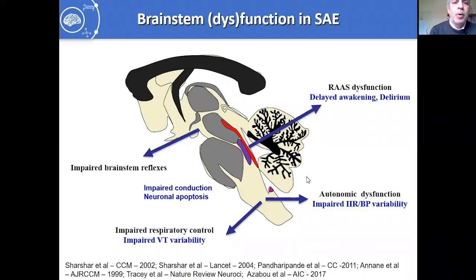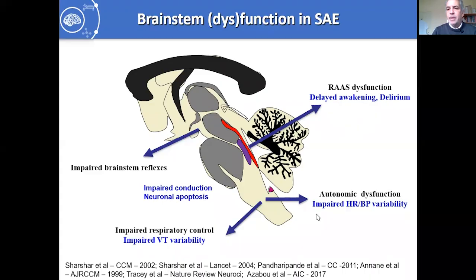There are arguments for a brainstem dysfunction in septic patients. As you know, the brainstem controls arousal via the reticular activating ascending system. It controls autonomic function. It controls breathing, and also brainstem reflexes that can be assessed clinically. Therefore, a dysfunction at the level of the reticular activating system can account for delayed awakening and delirium.